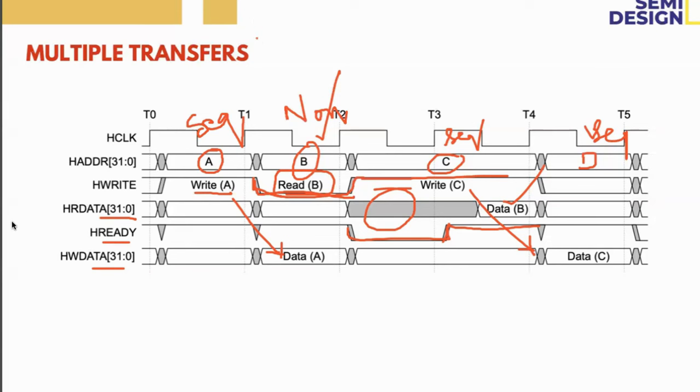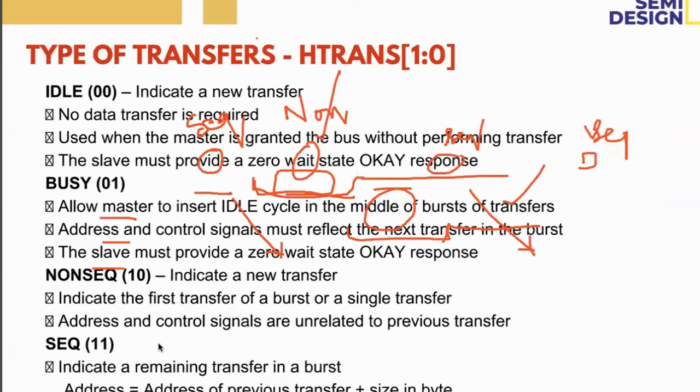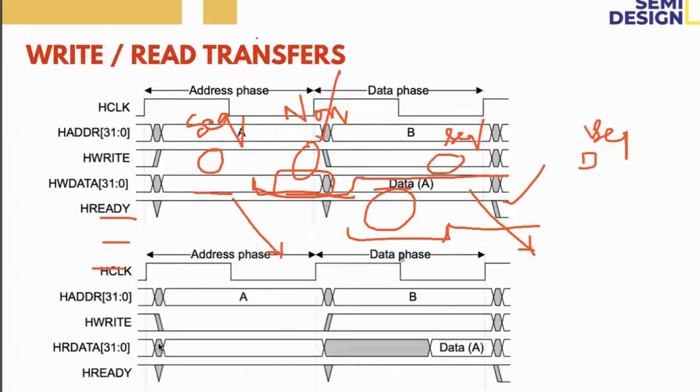Have you understood the question? No, please repeat. I already told you before, based upon, you know, what is meant by sequence, non-sequence, sequence, busy, and the ideal, right? I want to take 4 transfer, 4 beat, okay? I think. Okay, yeah.